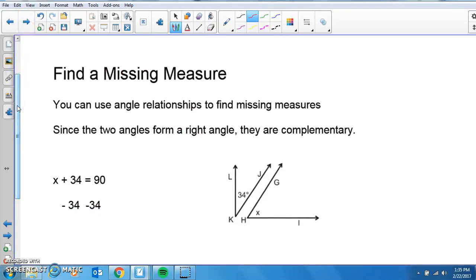All right, now this one says you can use angle relationships to find missing measures. Since the two angles form a right angle, they are complementary. So we know that these two angles, this one right here that's 34 degrees and this one right here that's x, together, since they're complementary, they have to equal 90 degrees. So we could rewrite this as x plus 34 equals 90. We just solve the equation, subtract 34 on each side. So that cancels out the 34 minus 34. And then when we subtract 90 minus 34, that would give you the answer of 56. So x would equal 56 degrees. Or just 56. And then we could substitute it in here as the angle, which would be 56 degrees.